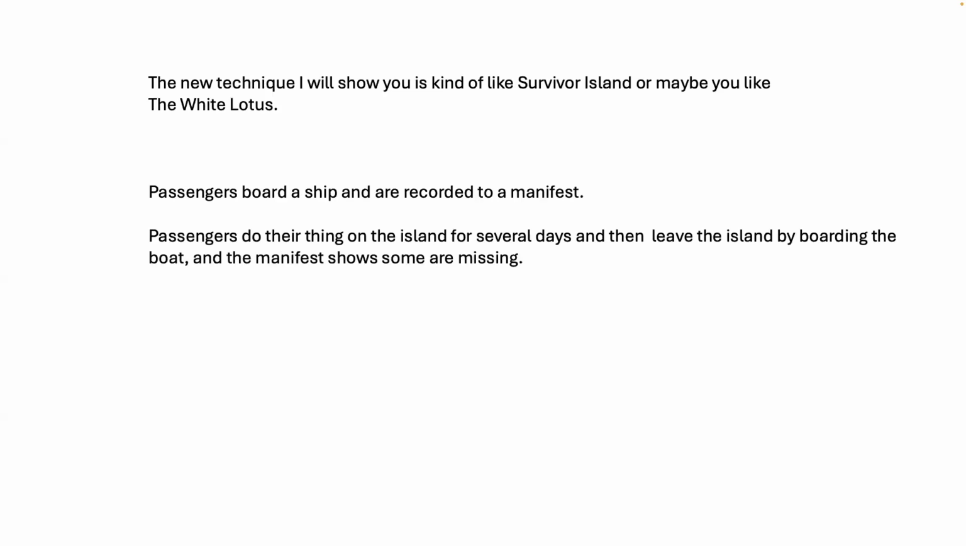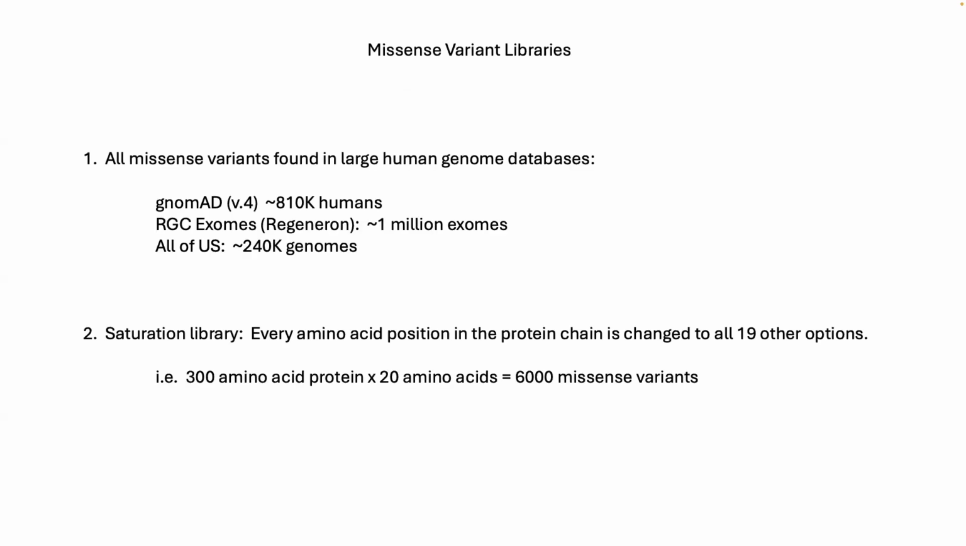It's kind of like Survivor Island, or maybe like The White Lotus. Passengers board a ship and we record it to a manifest. The passengers do their thing on the island for several days, and then they go back on the ship and we take roll call, and some of them are missing. So what we're going to do is put lots of VUs into cells, let them do their thing, and then figure out who's missing because they're degraded and misfolded. That's the idea. So let's talk about missense variant libraries.